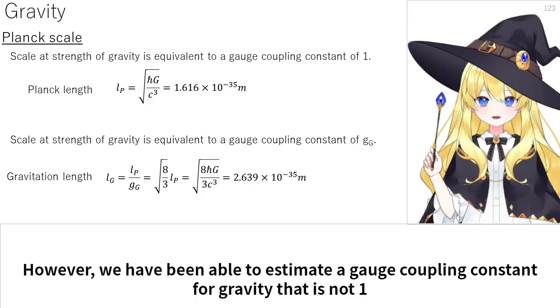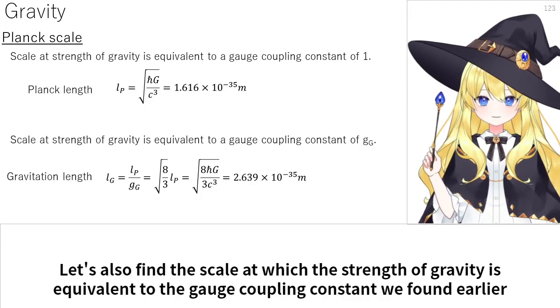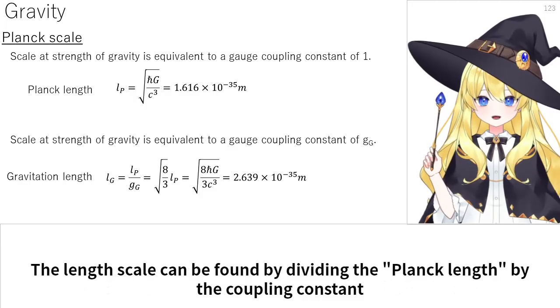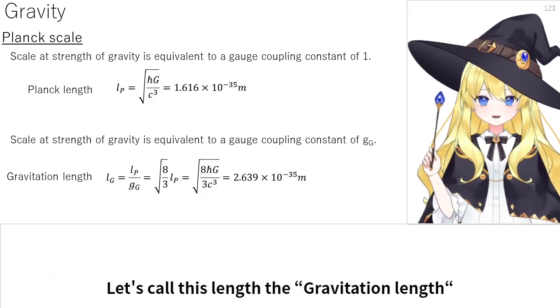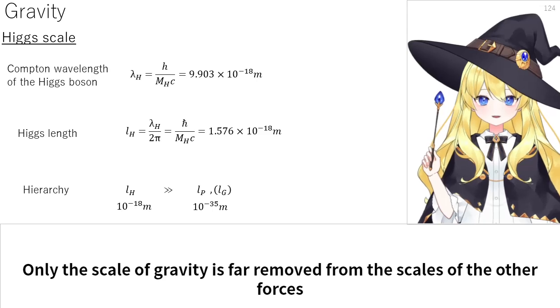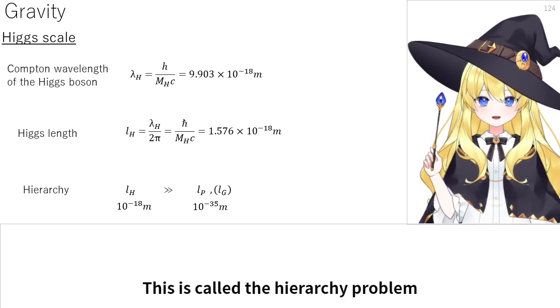However, we have been able to estimate a gauge coupling constant for gravity that is not 1. Let's also find the scale at which the strength of gravity is equivalent to the gauge coupling constant we found earlier. The length scale can be found by dividing the Planck length by the coupling constant. Let's call this length the gravitation length. Only the scale of gravity is far removed from the scales of the other forces. This is called the hierarchy problem.